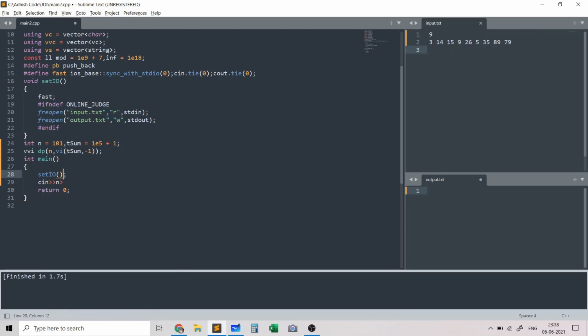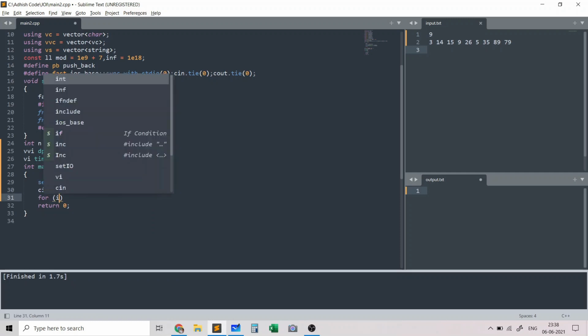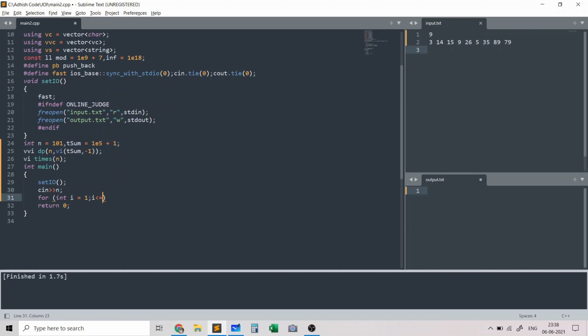And let's read in the variables which are basically the times. So let's have another global variable called times, and let's read in the values to those times array to basically store the amount of time required to cook the ith dish. And let's write the solve function.